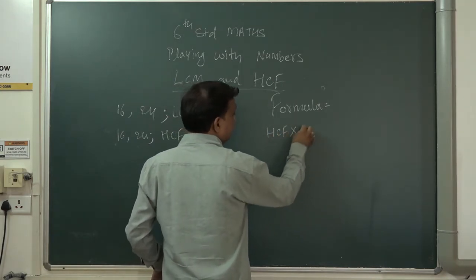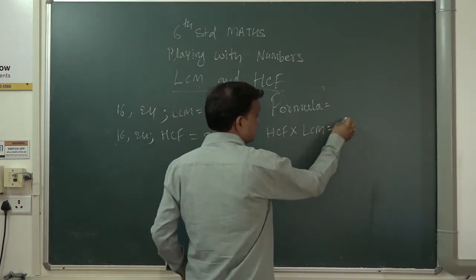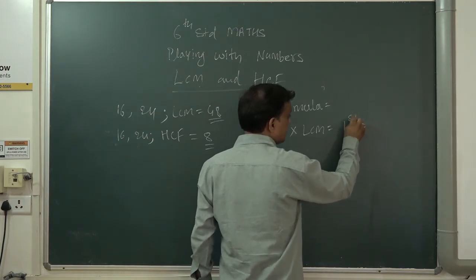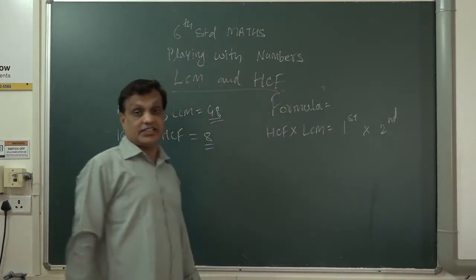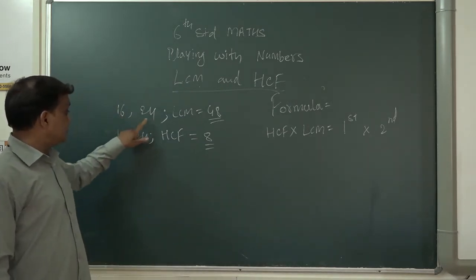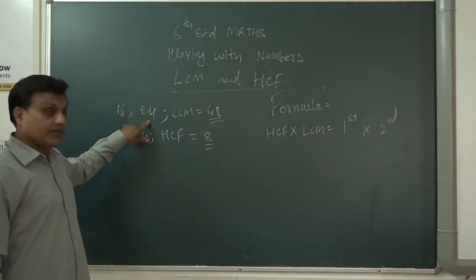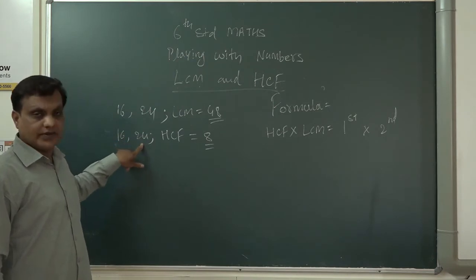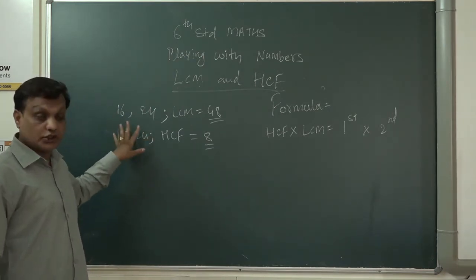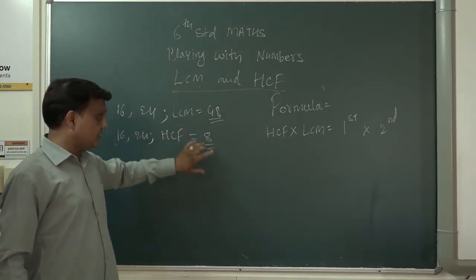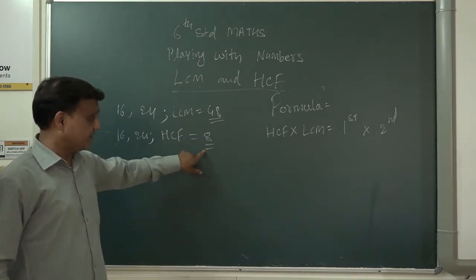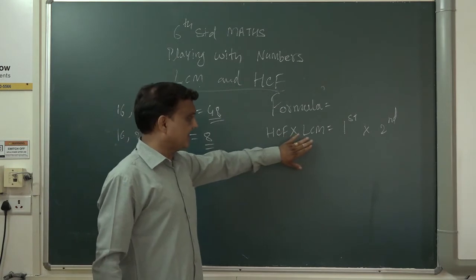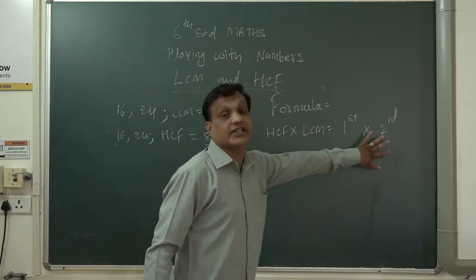HCF multiplied by LCM is equal to first number multiplied by second number. Please pay attention here. Now this is first number, second number. Your wish, you can interchange also, no problem. But the LCM and HCF are the same, that is not going to interchange. LCM became LCM and HCF became HCF. Here I said HCF multiplied by LCM is equal to first number multiplied by second number.